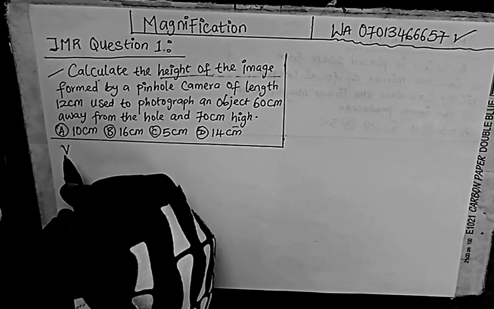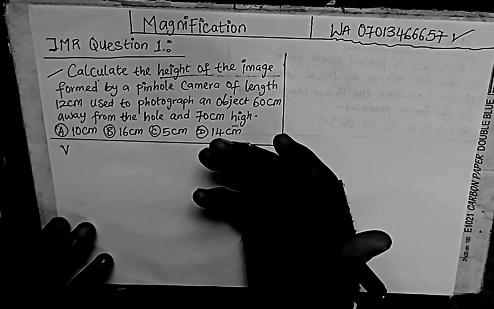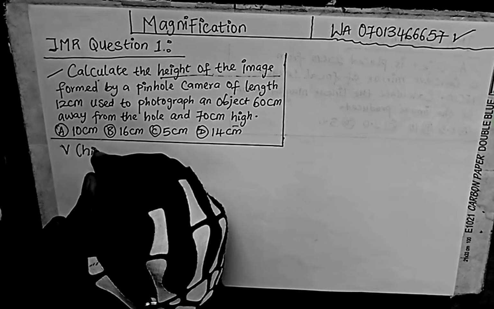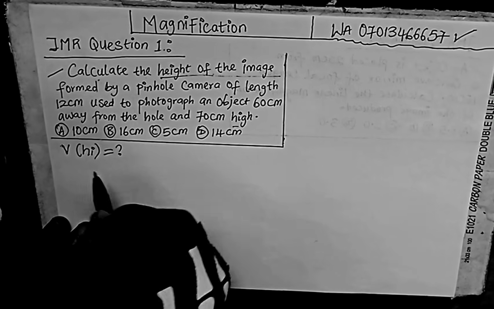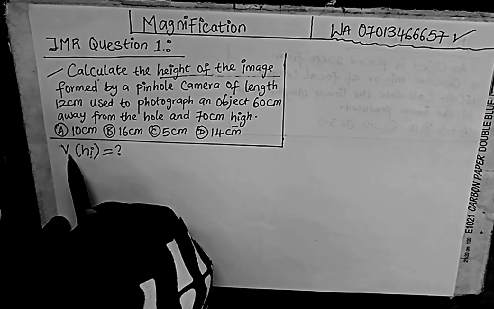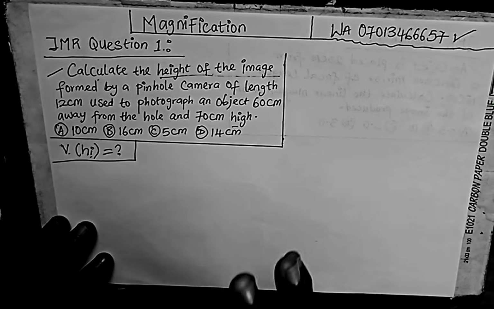Calculate the height of the image. We can write image height as V, or you can write it as H subscript I, equal to question mark. This I stands for image, H stands for height, and V stands for image height as a whole. So you can write it in any style you choose, but just know what the two represent.